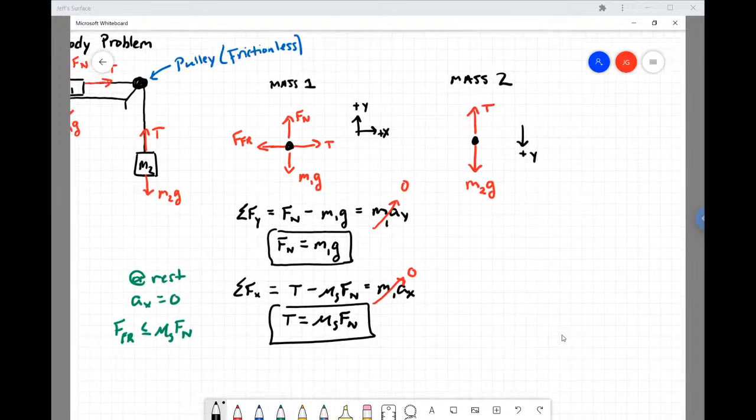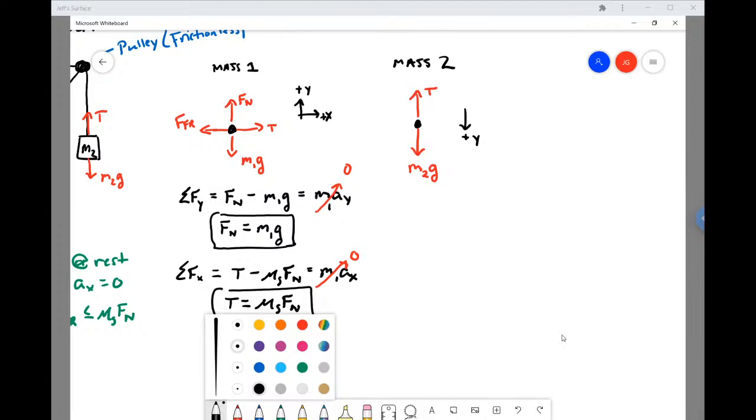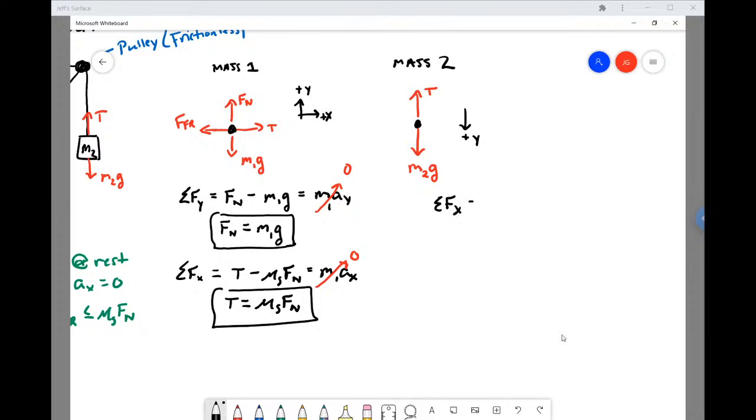All right, so let's come over here and now change frames. So now we're looking at mass 2. And here we have the net force in the x direction, 0. There's no forces in that direction. The net force in the y direction, I call down positive, so there's this weight, m2 times g pulling down, minus the tension, which is pulling up, and that equals mass 2 times acceleration in the y direction. And again, we're pursuing the situation where everything is at rest. There's no acceleration. So the net force is 0. So that means the force of tension is equal to the weight.